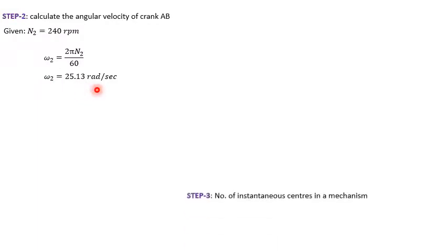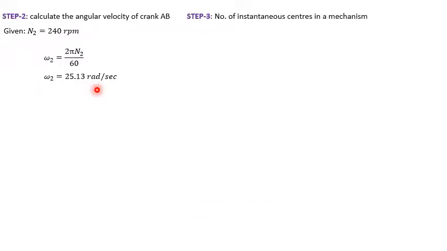So next is we have to calculate the angular velocity of crank AB, or the link number 2. The speed of the crank is given, it is 240 rpm. Now we know the relation between angular velocity and linear speed. So omega 2 is equals to 2 pi n by 60. Using this relation, easily we can find the angular velocity of link 2 or link AB. After substituting n2 value in this equation and simplifying, we got omega 2 = 25.13 radians per second.